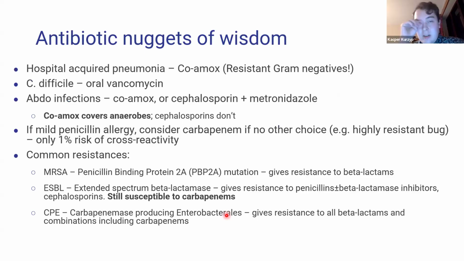And here are the treatments. The key treatments you need to know are antibiotics. We will cover a few things about antibiotics, but here are some nuggets of wisdom. You remember the community-acquired pneumonia, but for your hospital-acquired pneumonia, you want to use Coamox. Why? Because you are thinking about resistant gram-negatives.